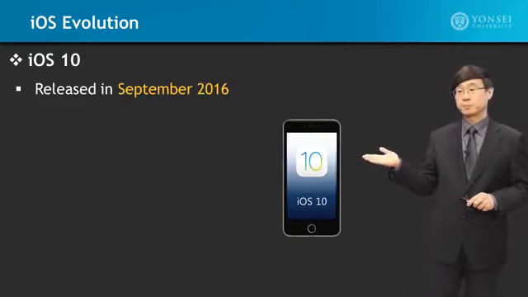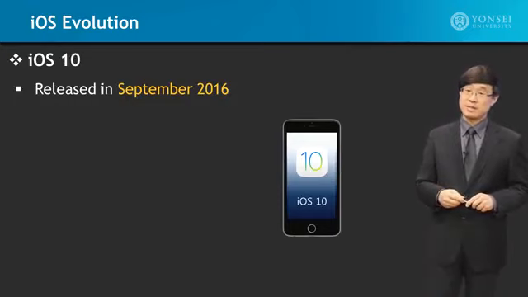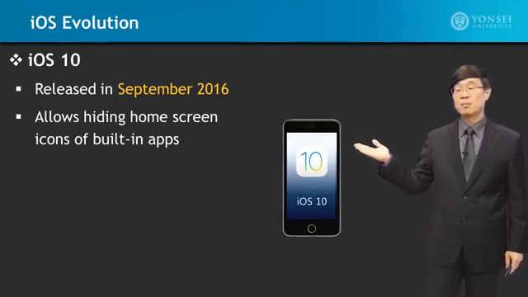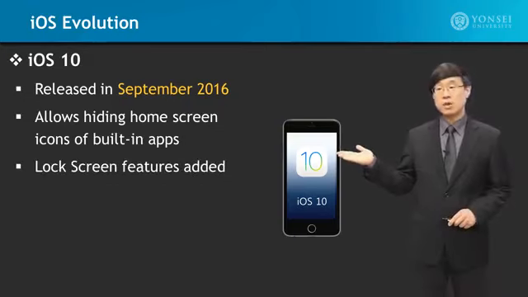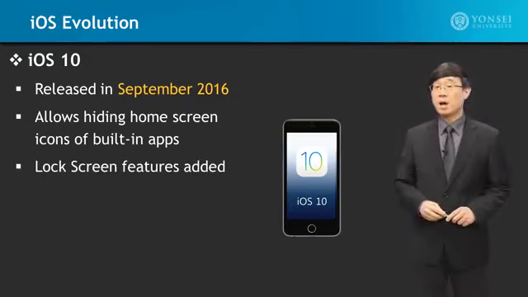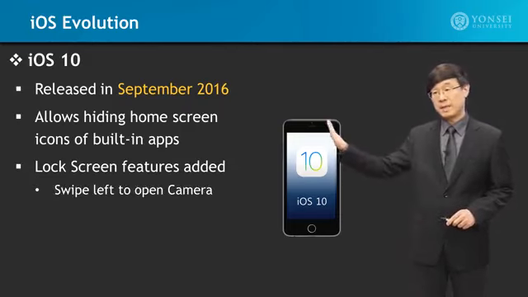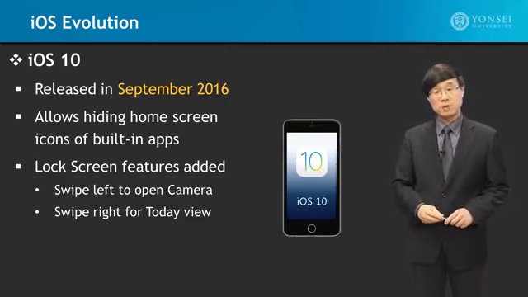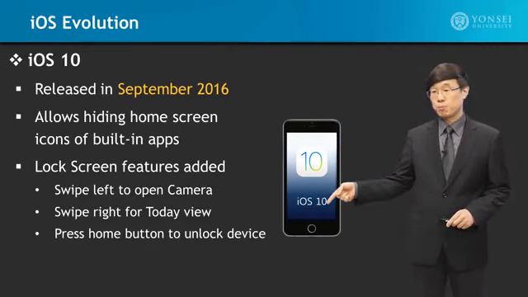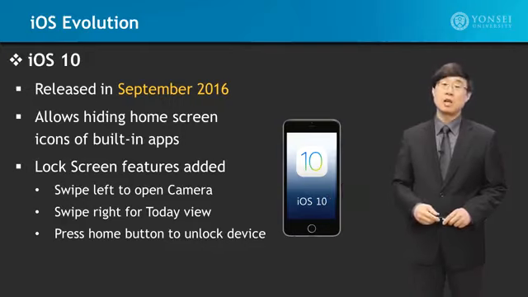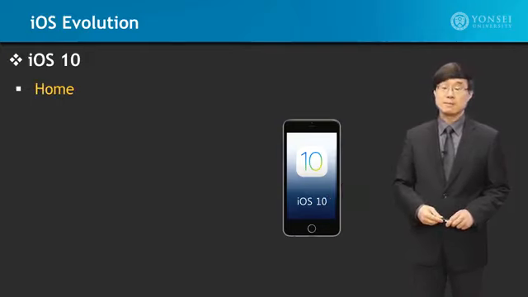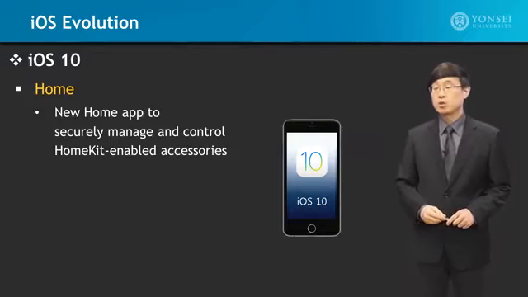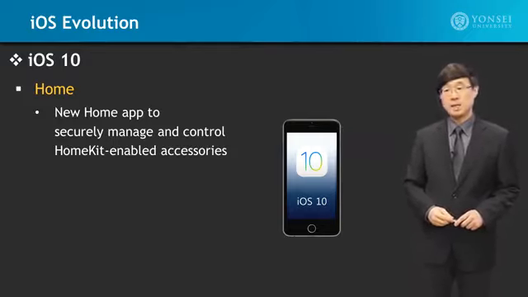iOS 10 was released in September of 2016, and it allows hiding home screen icons of built-in apps. Lock screen features were added where, at the lock screen state, you could swipe left to open your camera, you could swipe right to open your Today View, and by pressing the home button, you could unlock your device. The Home feature was a new Home app to securely manage and control the HomeKit enabled accessories.